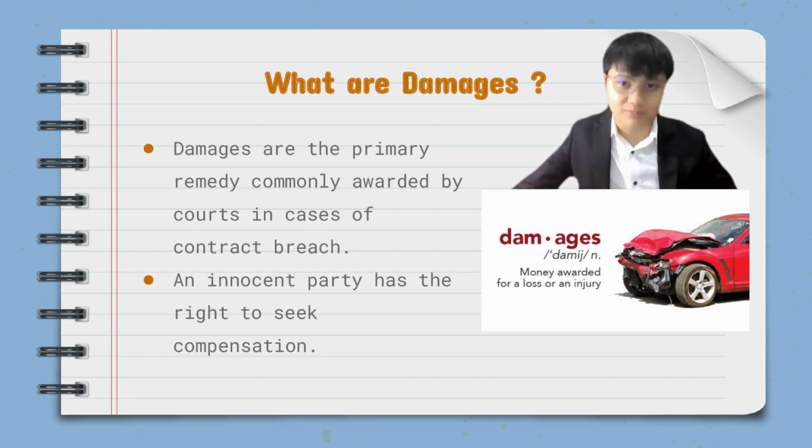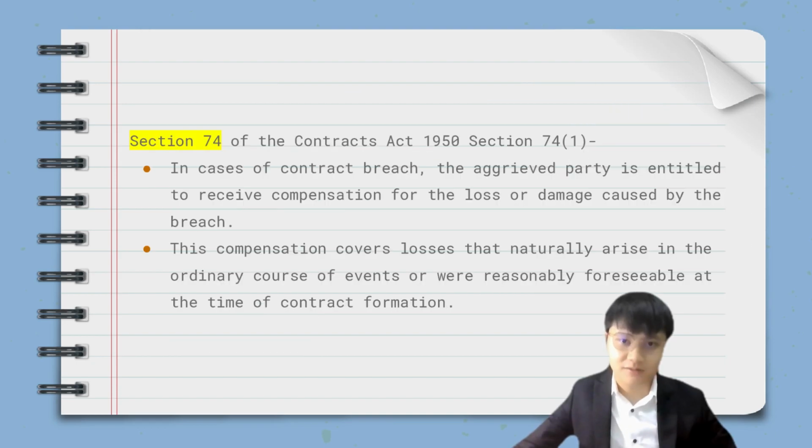Firstly, damages are the primary remedy commonly awarded by courts in cases of contract breach. Regardless of the severity of the breach, an innocent party possesses the right to seek compensation for all losses incurred as a direct result of said breach. Section 74 of the Contracts Act 1950 states the law on damages in Malaysia.